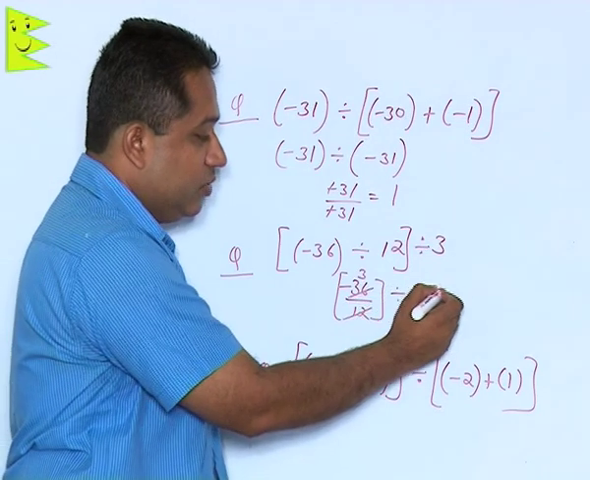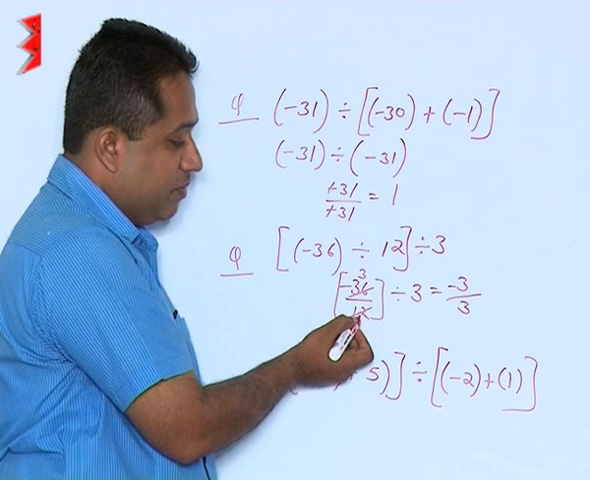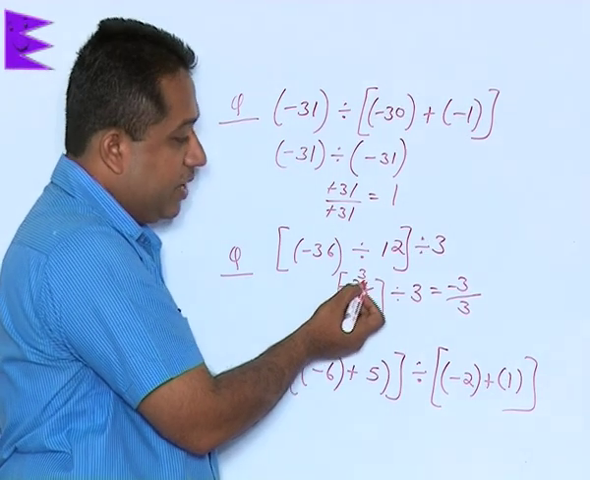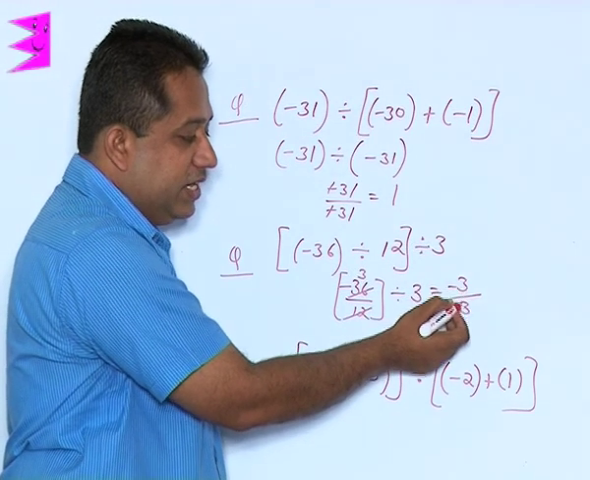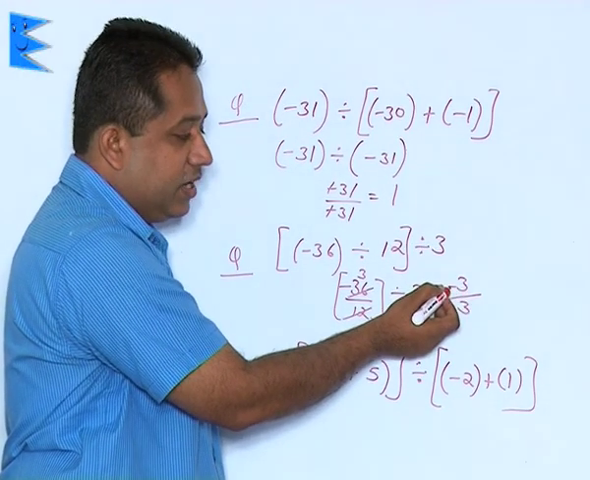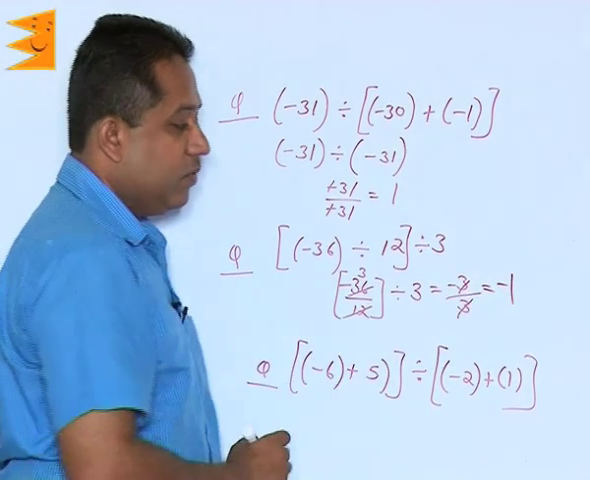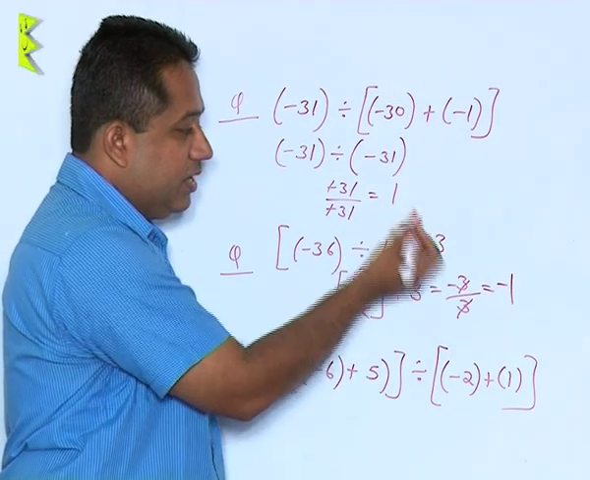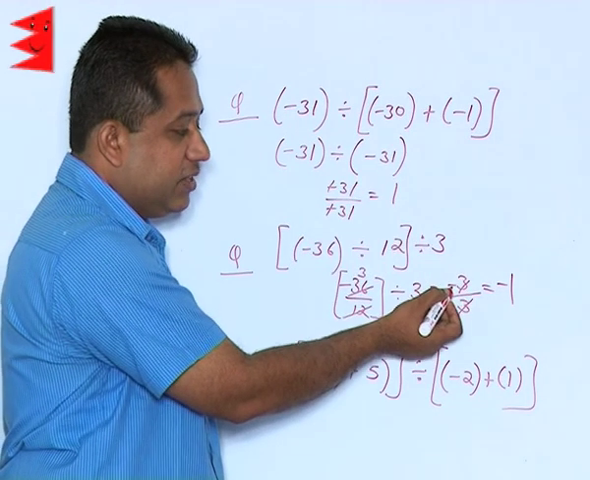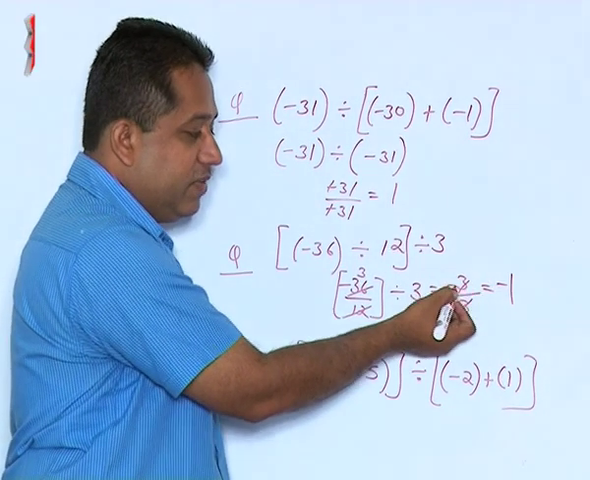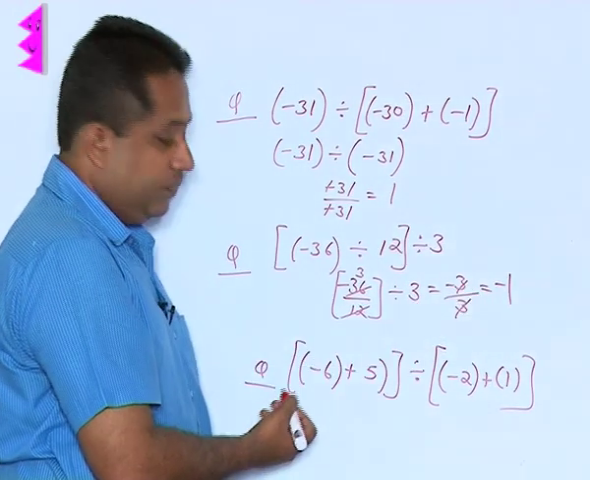So, the result is actually minus 3 upon 3, because minus 36 by 12 we have got minus 3 and minus 3 we are dividing by 3. So, minus 3 by 3, again the quantities are equal, but there is a negative sign here now. So, we can cancel 3 and 3. So, the result will be negative 1. So, we get positive 1 here, but we get negative 1 here, because here there were two negative signs, but here there is only one negative sign. So, either we have negative sign in the numerator or denominator, the answer will be negative.